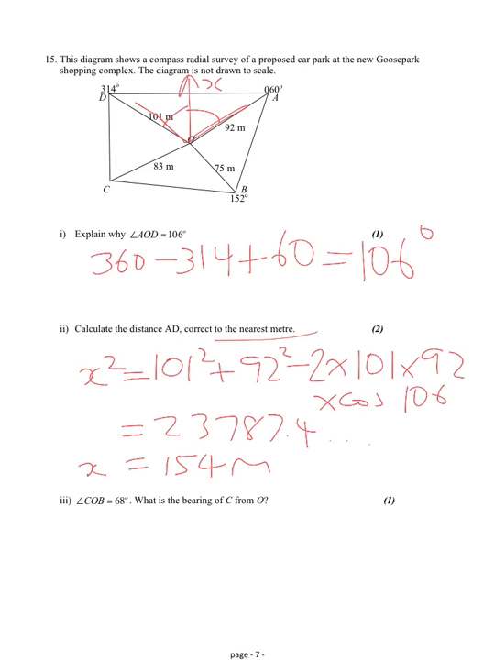Okay, angle COB. COB is 68 degrees. What is the bearing of C from O? So that's just simply what is that direction there. Now, if we know that is 152, it's just 68 on top of that, which is 220 degrees. It's only worth 1 mark, so it should be an easy question.